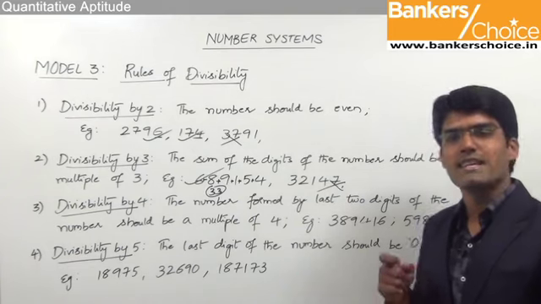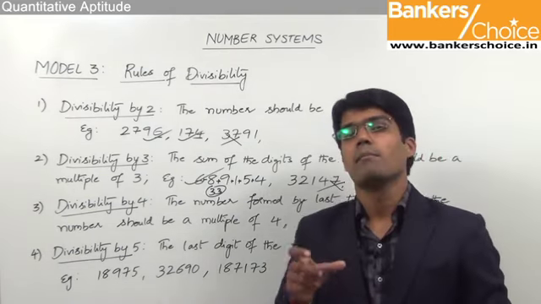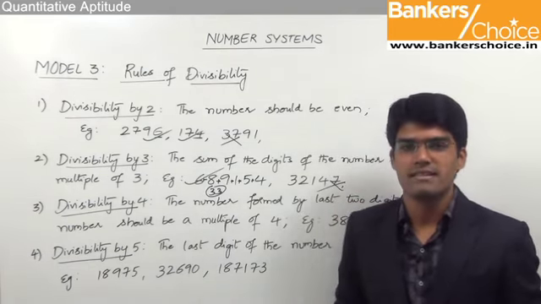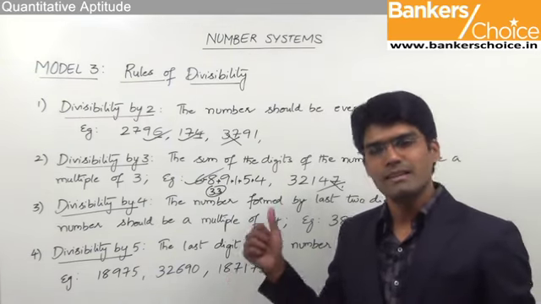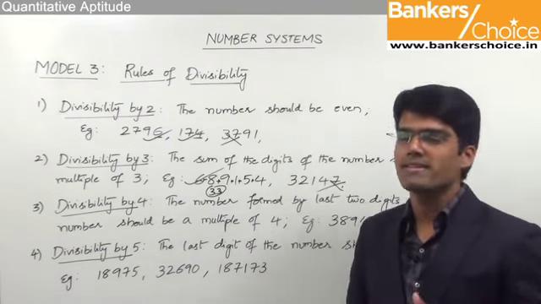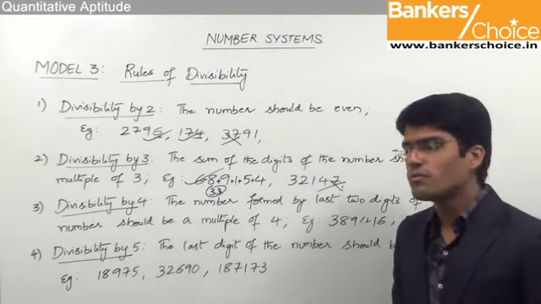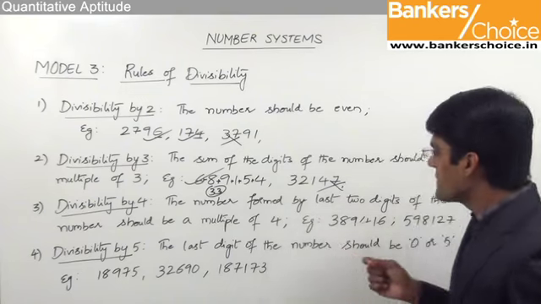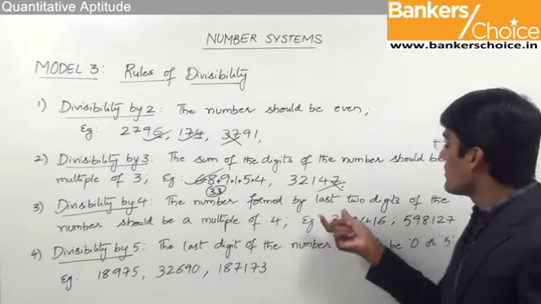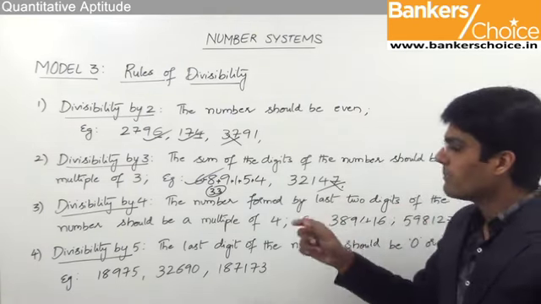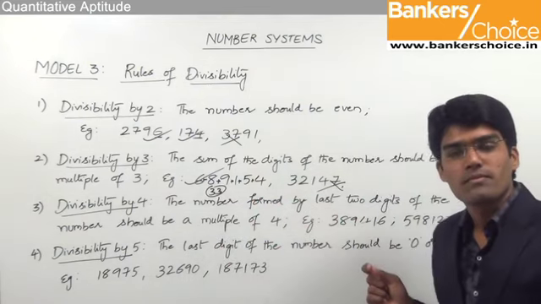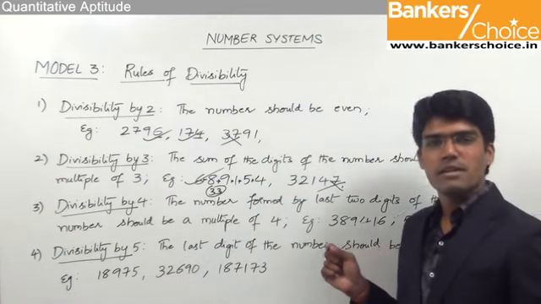So this is how we can check the divisibility of a number by 3 by finding out the sum of its digits. If the sum is a multiple of 3, then the number is divisible by 3. Otherwise, it is not. Let us now move to find out the divisibility rule for 4. Now for a number to be divisible by 4, the number formed by the last two digits of the given number should be a multiple of 4. So this is how we can check the divisibility by 4.